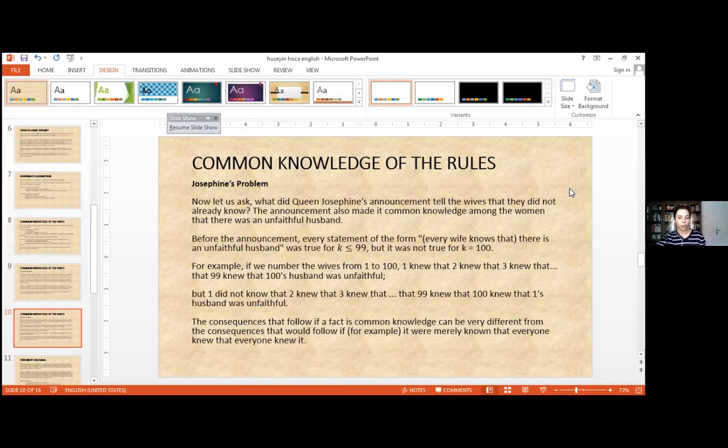So before the announcement, every statement of the form 'wife knows that there is an unfaithful husband' was true for a number of husbands less than 99, but it was not true for the whole village. So the consequence follows that common knowledge can be very different from the consequences that will follow if it was merely known by everyone that knew it.